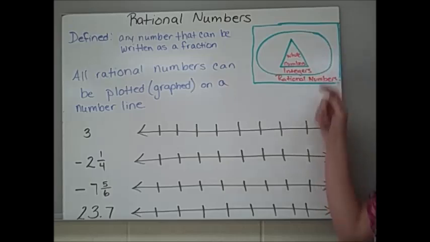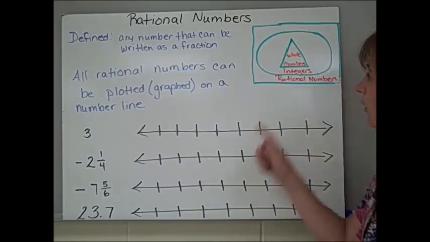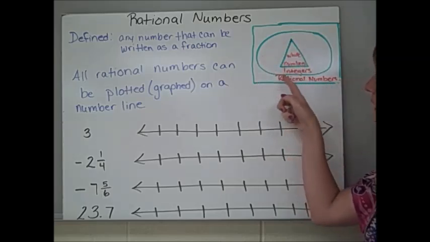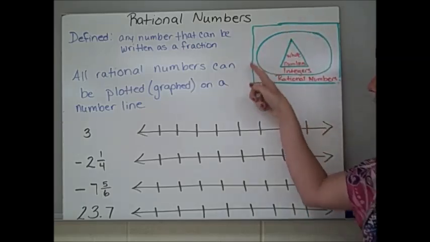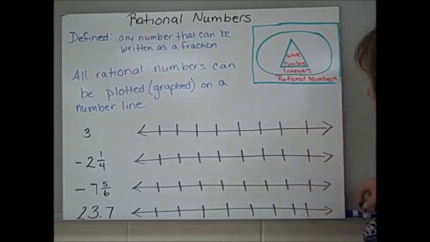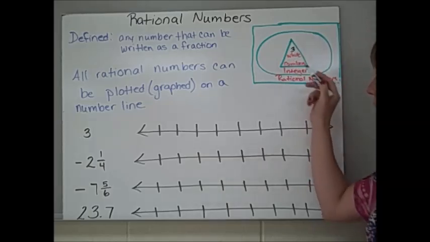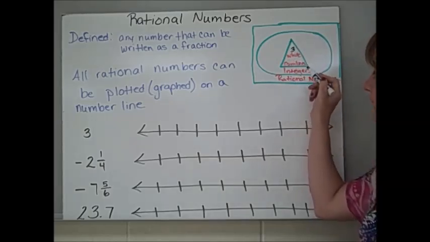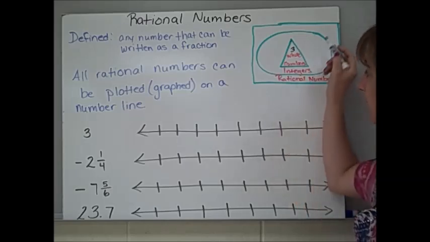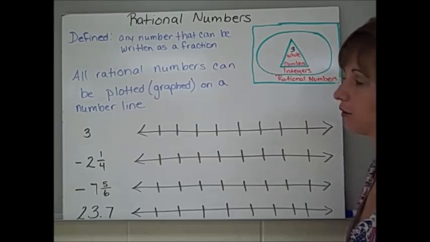Let's look at this diagram to help us understand the difference in the numbers we know about. Whole numbers are numbers that would fit inside the triangle. Integers are numbers that would fit inside the oval. And rational numbers would fit inside the rectangle. So if I put the number 3 here, it's because it's a whole number. And because it's inside the oval, it's also an integer. And because it's inside the square, it is also a rational number.